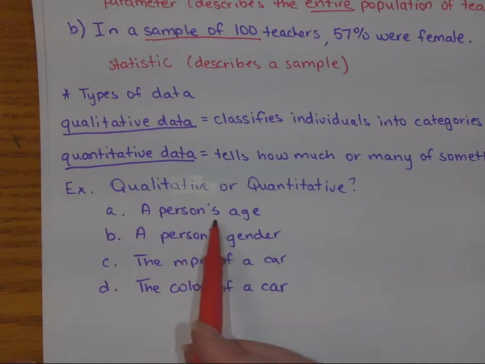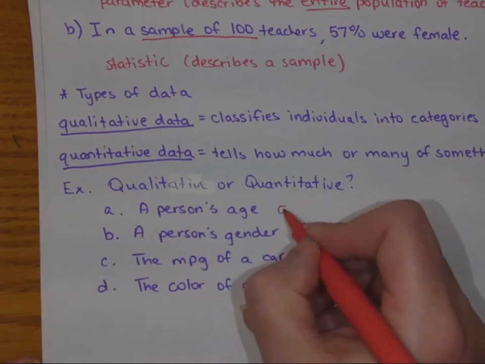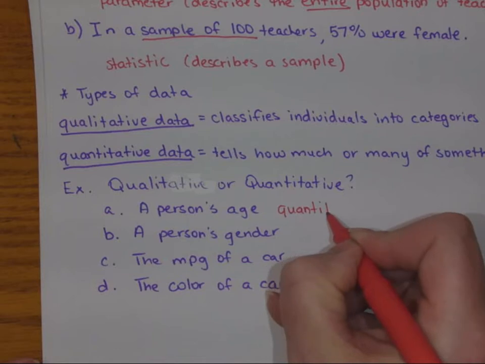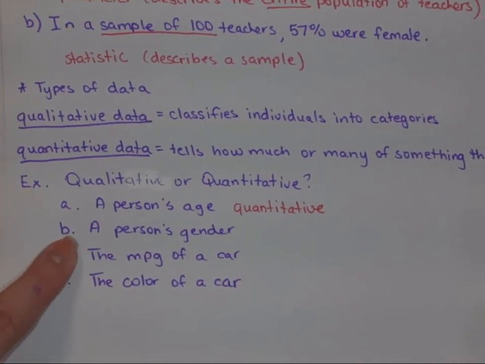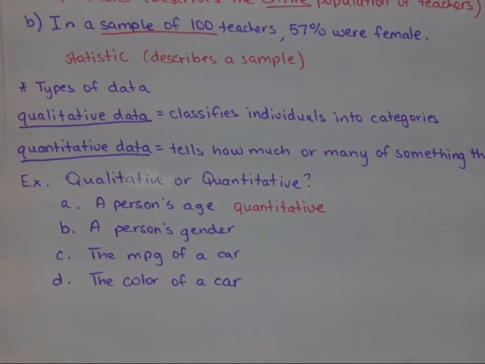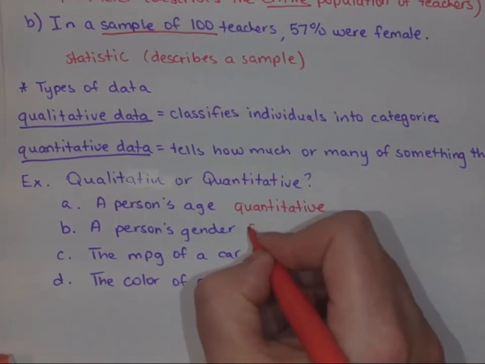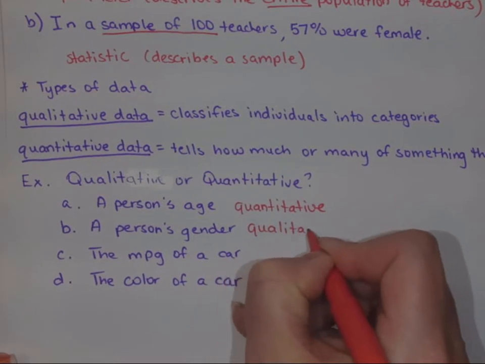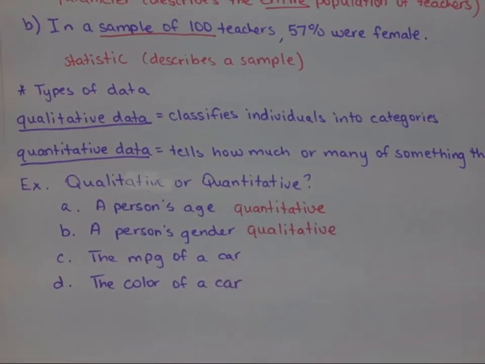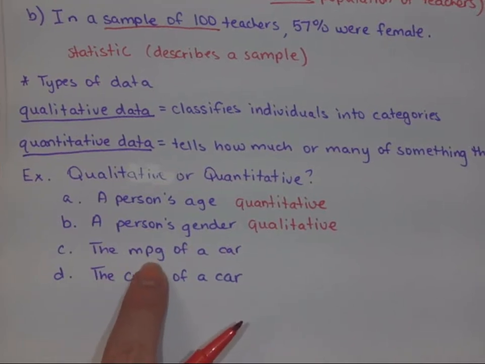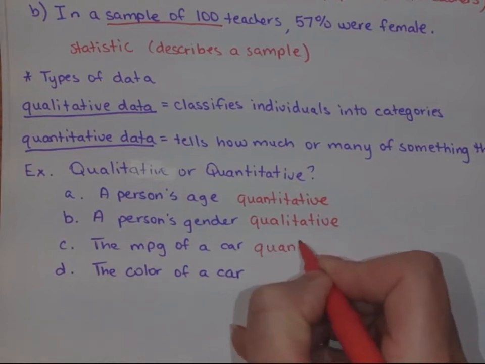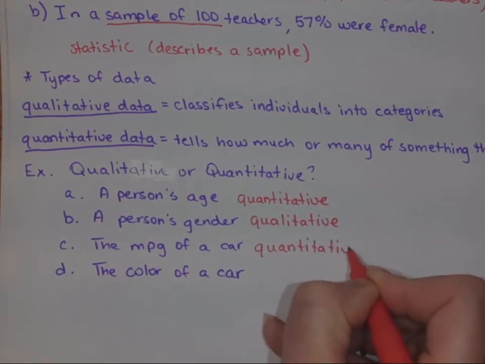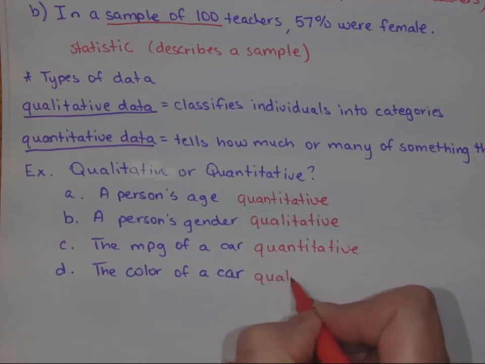So the information being gathered in a person's age is a number, so it is quantitative. The information being gathered if you're requesting someone's gender is not quantitative, right? It would be male, female, or whatever. So that would be qualitative data. The MPG of a car, the information you'd be gathering would be some sort of number. Notice this would be a decimal and this probably wouldn't be a decimal, but that's okay. It's just whether it's a number or not. So this is quantitative, whereas the color of a car would be qualitative.